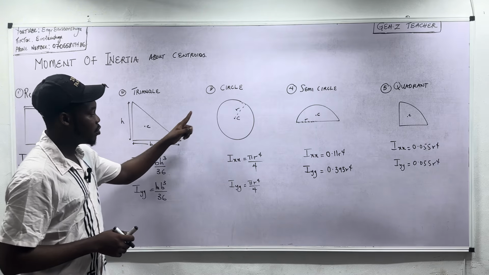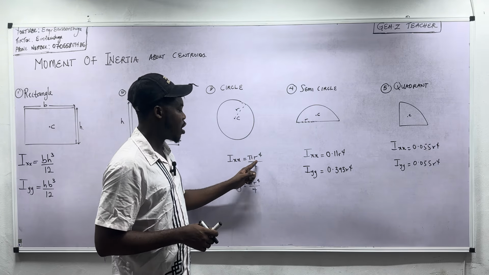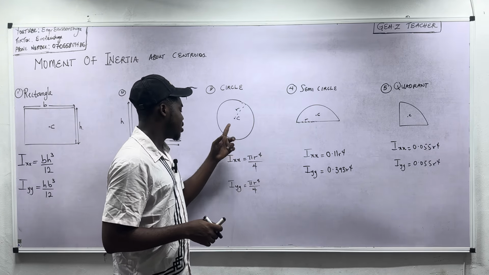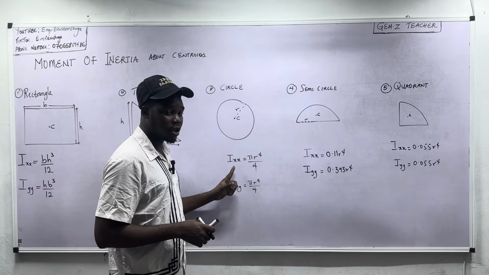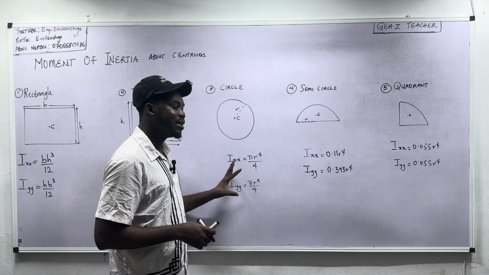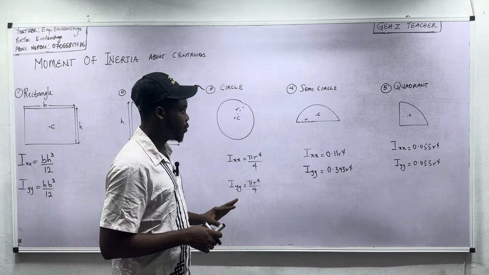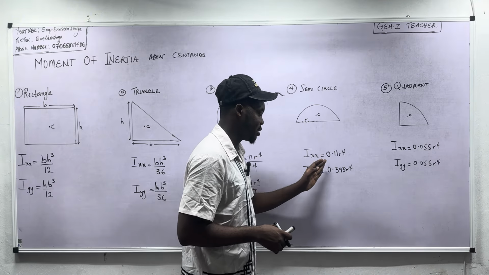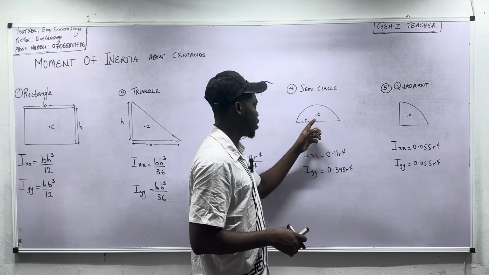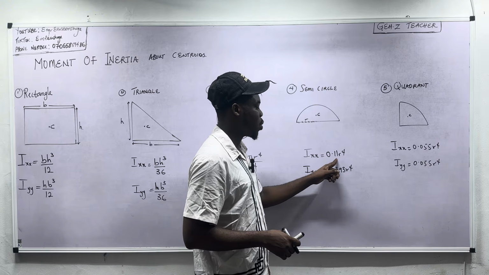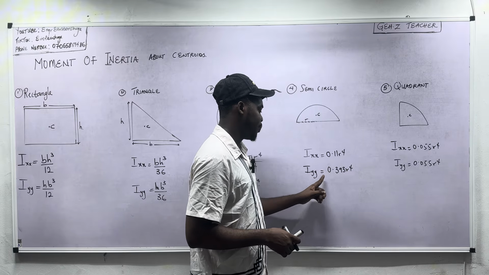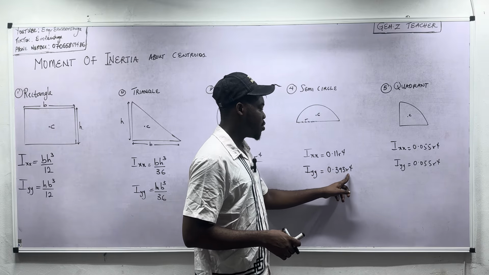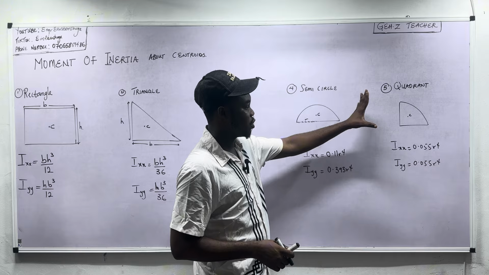Don't forget. Now for the circle, we have pi r raised to 4 over 4. For the circle, the x and the y moment of inertia about centroids are equal. Let's not waste time on that. Now for the semicircle, for the x centroid moment of inertia, we have 0.11 r raised to 4. For the y, 0.393 r raised to 4. And then that's for the quadrant.